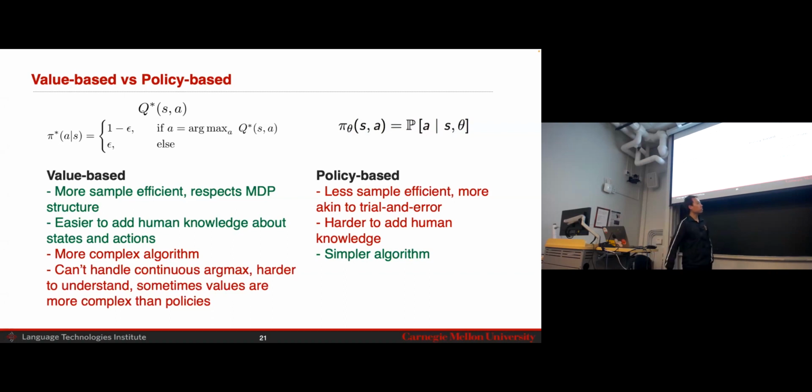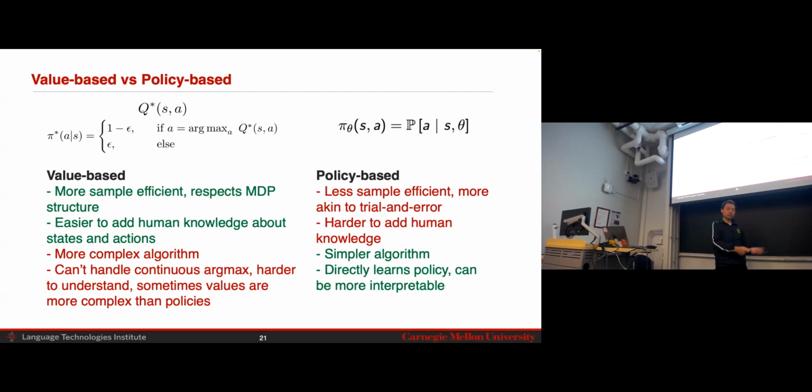Value-based has some other issues I've also mentioned. You can't really handle the continuous argmax. It can be harder to understand. Sometimes the values are very complex. When there are lots of states and actions, you probably wouldn't want to use value-based. And policy-based directly learns the policy, so it can be more interpretable, right? If I give you all the state and action value functions as a list of numbers, it might be hard to understand. If I just tell you the robot is trying to learn to close the hand, open the hand, move further away, from the policy perspective, it can be easier to understand.